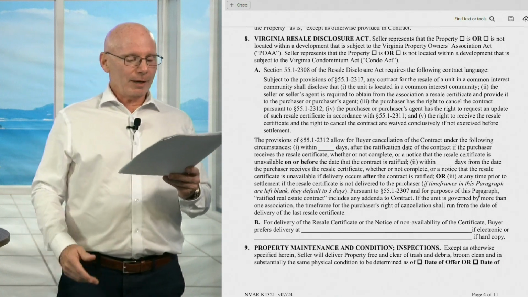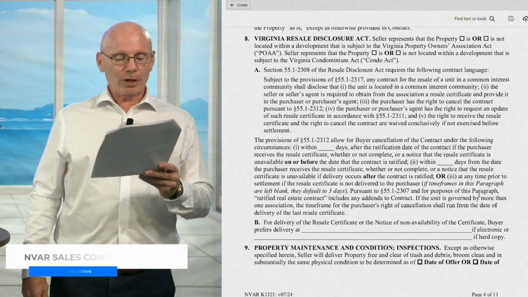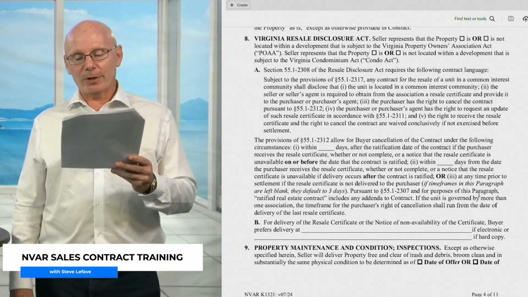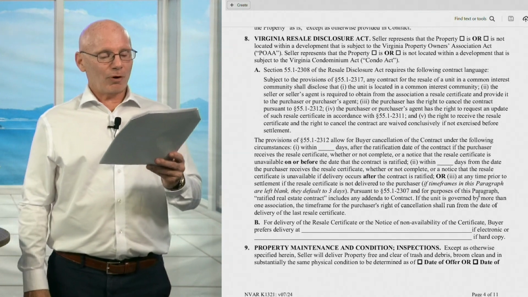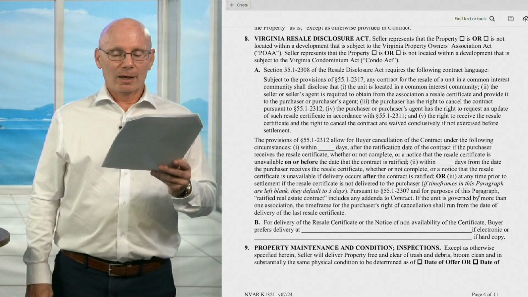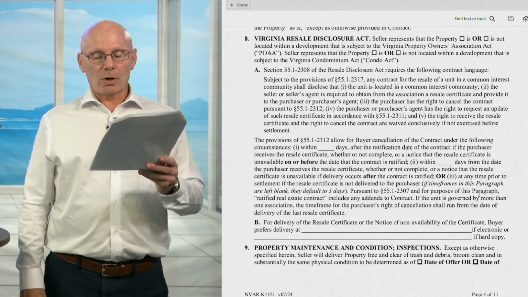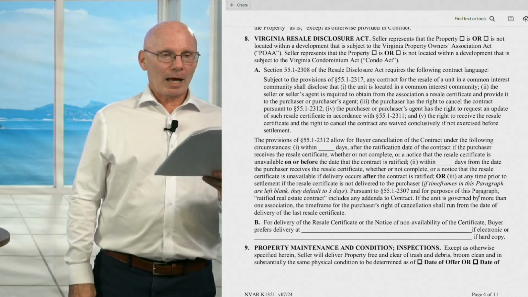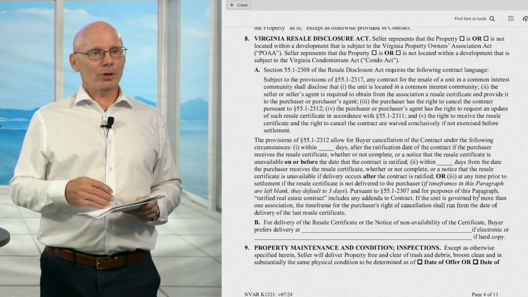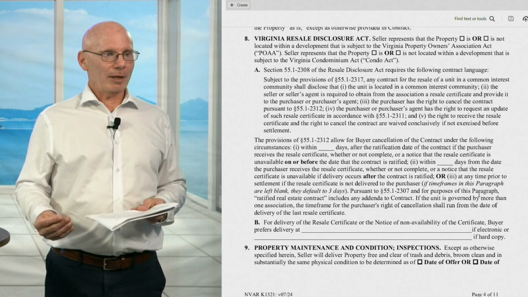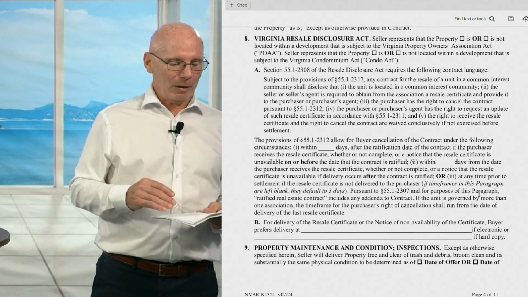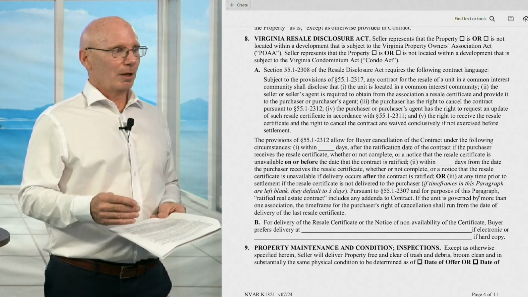So in here, now you have the delivery of the resale certificate or the notice of non-availability of the certificate. The buyer prefers delivery by email if electronic, or hard copy, right? So here is where you might want to put your client's information, their email address, because now we're specifically talking only about the resale certificate.